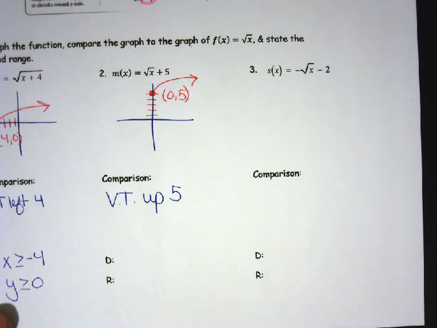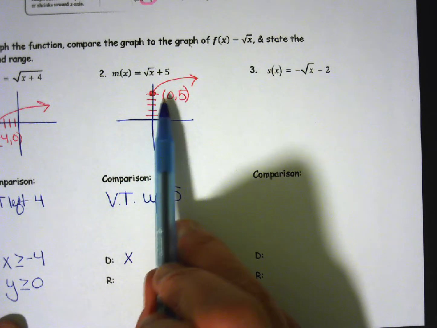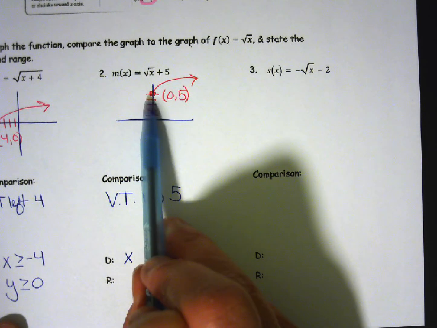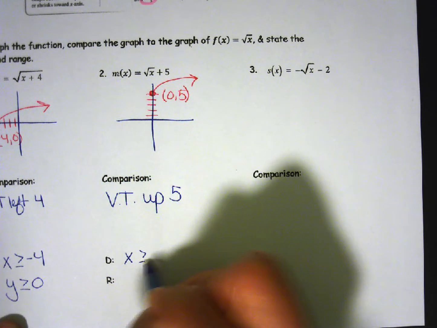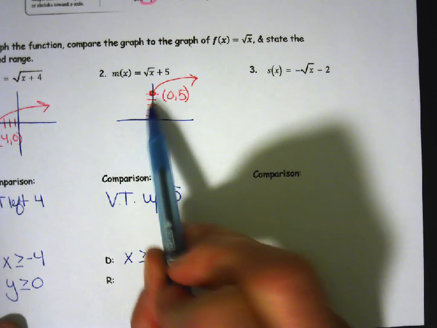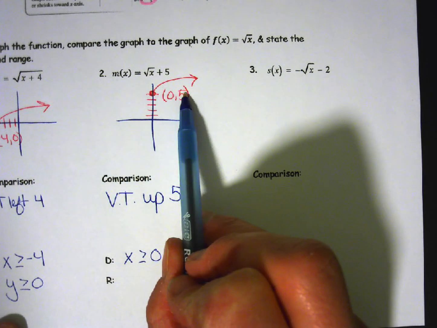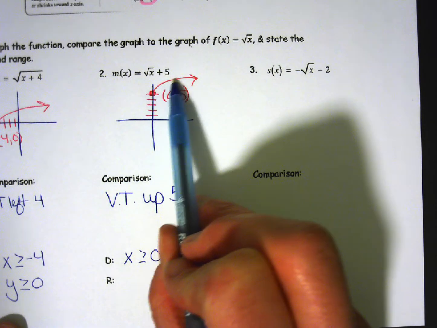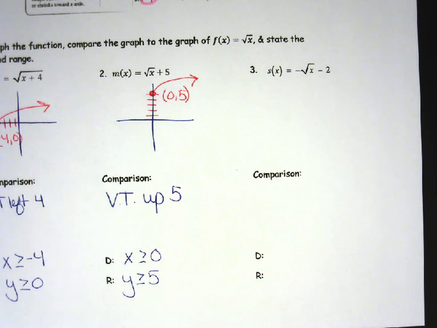Now let's do our domain. Our domain is always our x's. If we look at this, notice it starts at 0, that's our x, and it's getting bigger. So we're going to say greater than or equal to 0. And then notice this one is our range. This is our y. So it starts at 5 and it's getting bigger each time. So we would say greater than or equal to 5. All right, let's take a look at number 3.